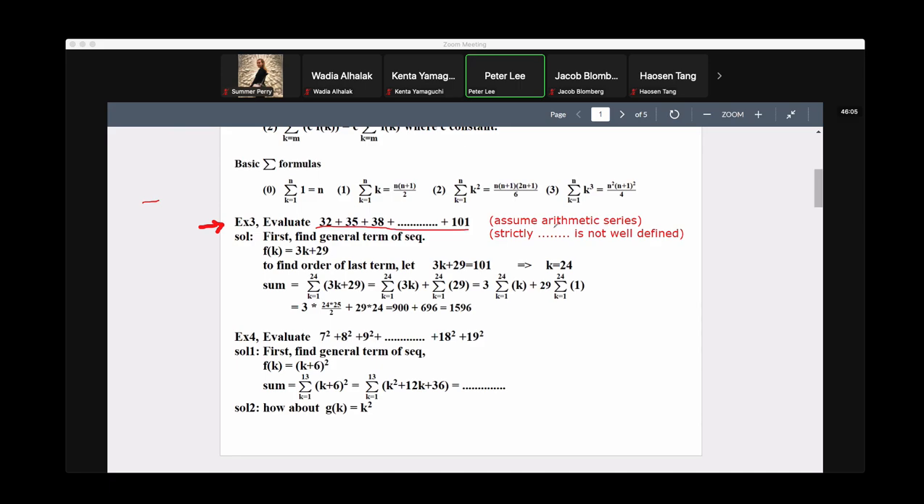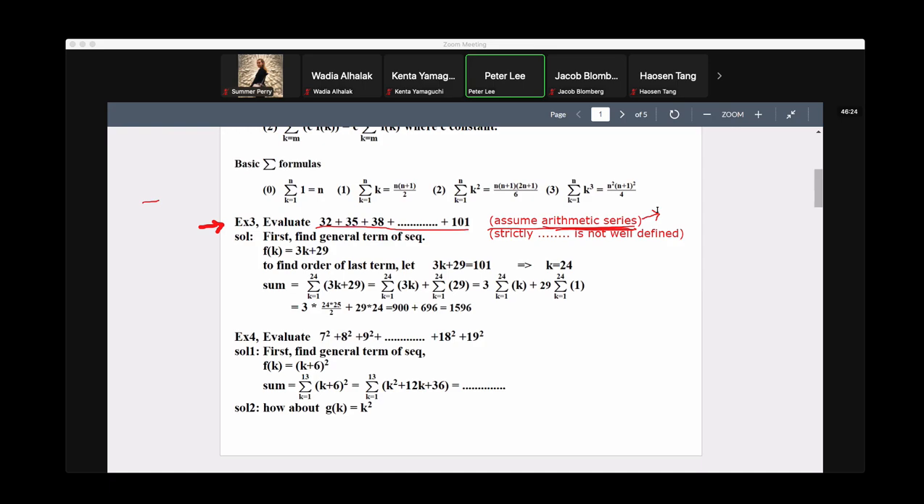Then this will be fine, and I don't have to tell you that this is an arithmetic series. So in this case, we'll assume that this is an arithmetic series, or I will give you some kind of condition, or I will tell you to assume arithmetic series. The other way of saying that this is an arithmetic series is this right here.